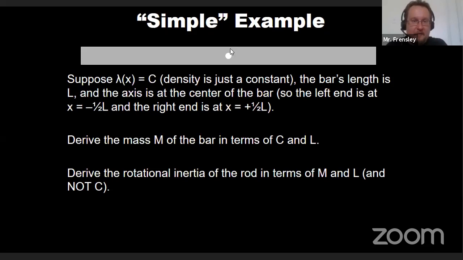So watch my mouse. This point right here is x equals 0, x equals negative half L, x equals positive half L. I want you to determine the mass of the bar in terms of C and L. If you have to take an integral, take an integral, but because of the uniform density, it's actually much simpler than that. And then I want you to derive, this is going to require an integral, the rotational inertia in terms of M and L and not in terms of C.